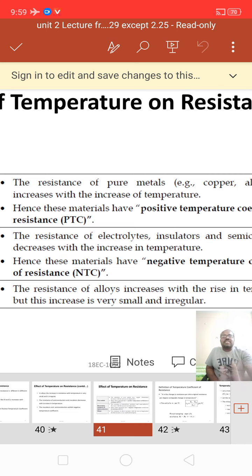For electrolytes, insulators and semiconductors, the resistance decreases with increase in temperature. So these materials have negative temperature coefficient of resistance, that is NTC. The resistance of alloys increases with rise in temperature but the increase is very small and irregular in nature, because of their combination of different types of metals.